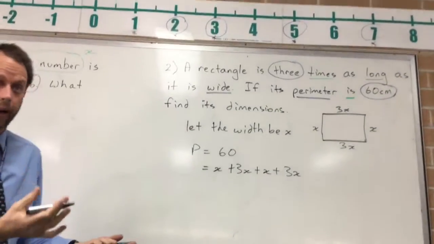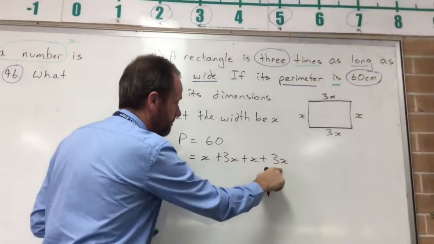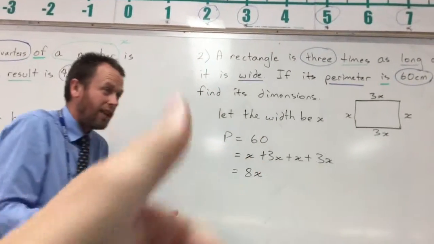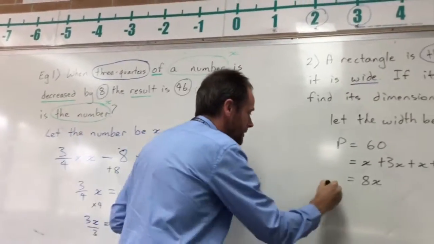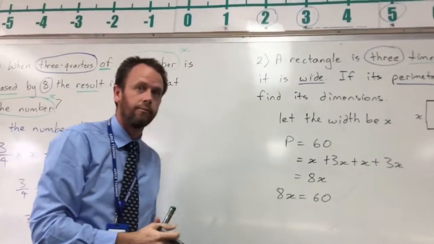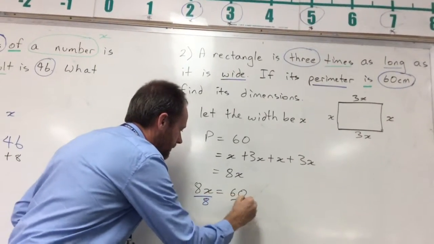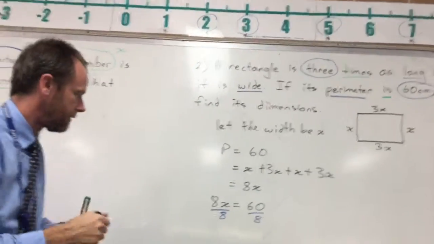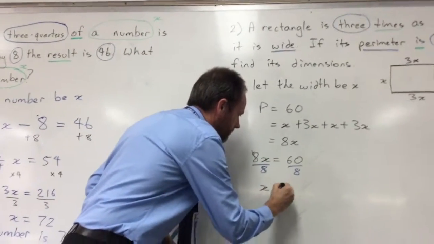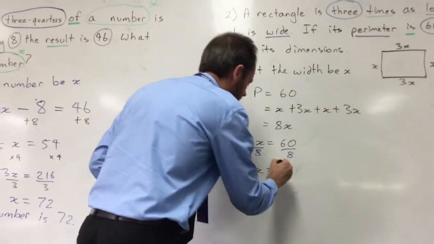I simplify what I've got here. x plus 3x plus x plus 3x is 8x. So what I actually have now is 8x is equal to 60. And all I need to do is find x. So I solve it. That cancels out. x is equal to 60 over 8, 7.5.